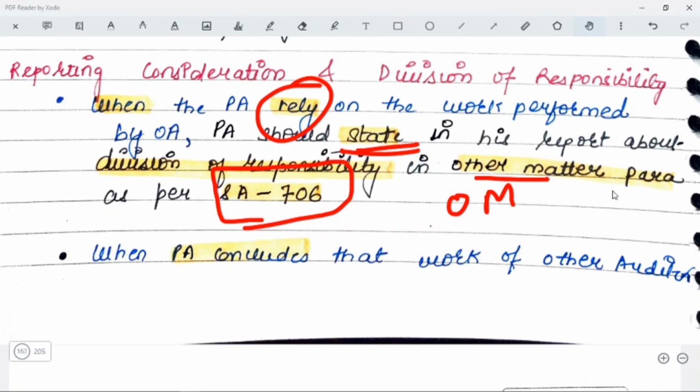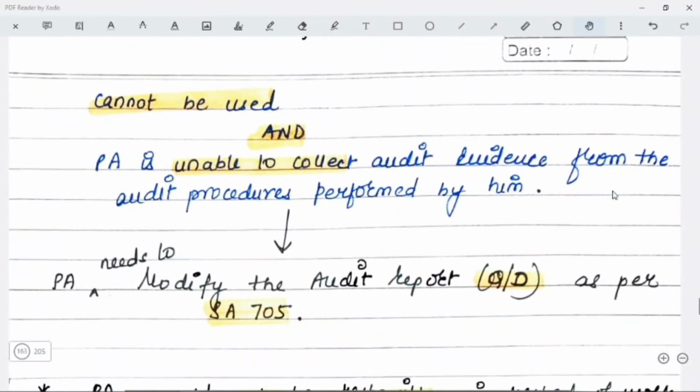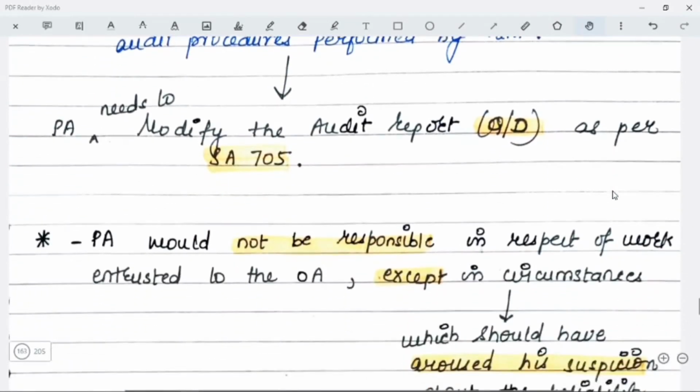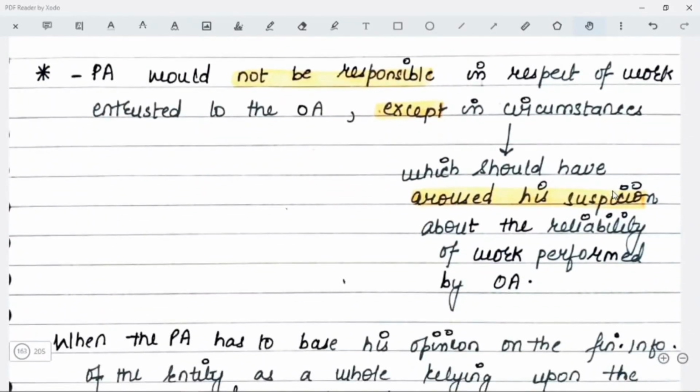The principal auditor would not be responsible in respect of the work which is entrusted to the other auditor, except in circumstances which should have aroused his suspicion about the reliability of work performed by the other auditor. अगर आपको ऐसी चीज़ें दिखती हैं जहाँ पर आपका doubt arise होना चाहिए था और आपने नहीं किया, तो उस case में you will be held responsible as a principal auditor, otherwise not. Otherwise, since you are going to rely on the work performed by the other auditor, he is solely responsible for that. You cannot be held responsible.